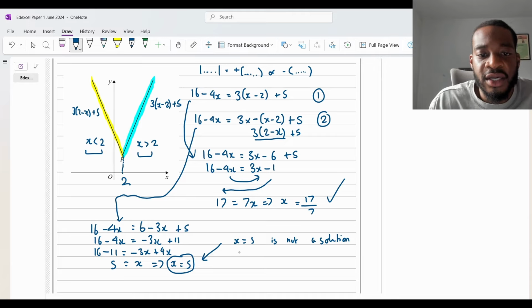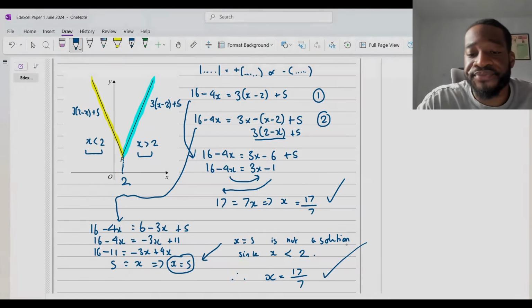Not a solution, since x is less than 2, right? So therefore, your only answer is going to be 17 over 7. And that's it for part B.